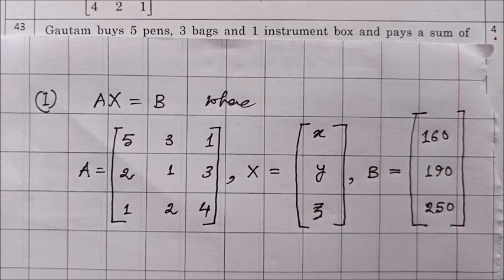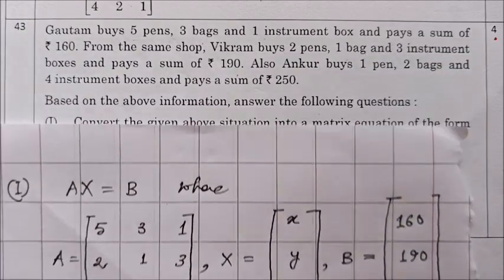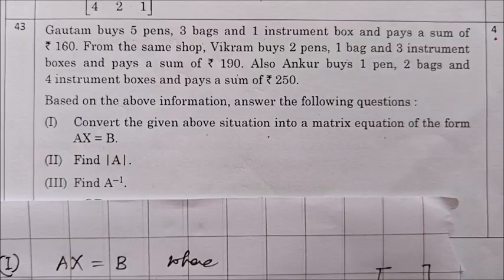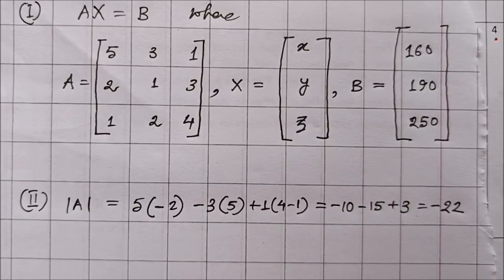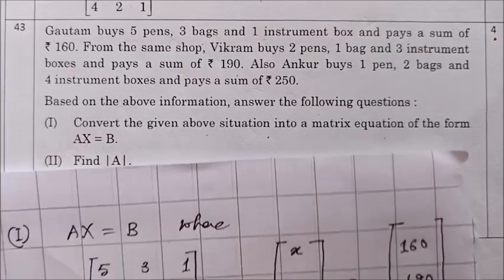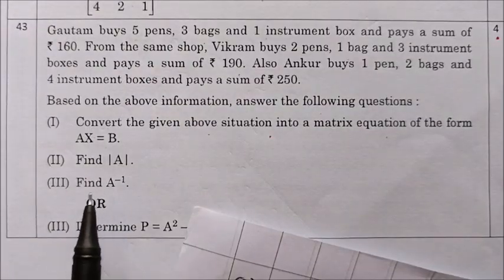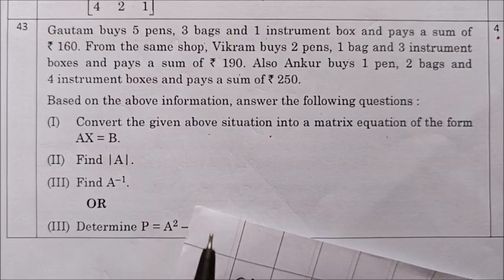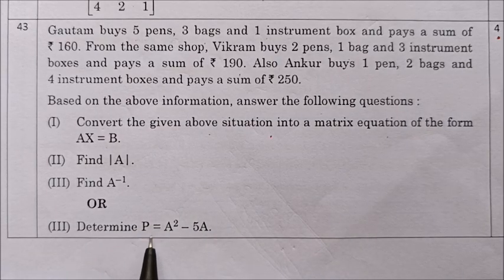This is the answer to the first question. We have expressed it as Ax equal to B. And the second part is to find the determinant of A. Expanding along the first row only, I get the value of the determinant as minus 22. I am sure after you get this, you can find A inverse by using the formula 1 by determinant of A into adjoint of A. And then you can also determine what is P. You have to find A square minus 5A.